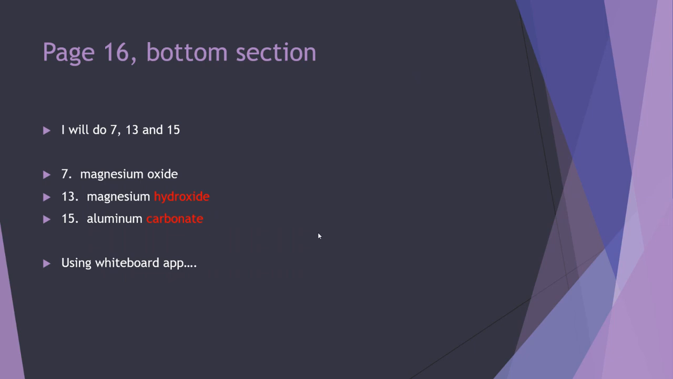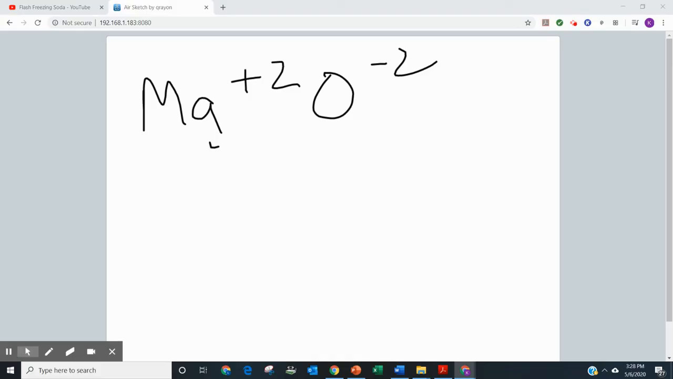So then the bottom section, I want to go over the 7, 13, and 15. So we've got 7, which is magnesium oxide, 13 is magnesium hydroxide, so a polyatomic ion, and 15 is aluminum carbonate. So magnesium has a +2 charge, and oxygen has a -2 charge. So when we crisscross and simplify, we get MgO.